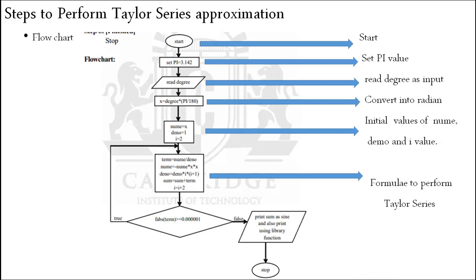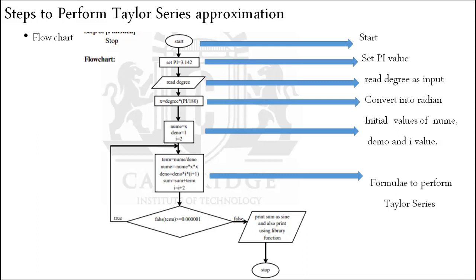Here I'm using a very small number in order to compare, that is 0.000001. And I am using a function called fabs. The meaning of fabs is absolute value, so we are going to compare with the absolute value. With the smallest number, if it is true, again it goes to the loop. Until the condition fails, it will keep on continuing.